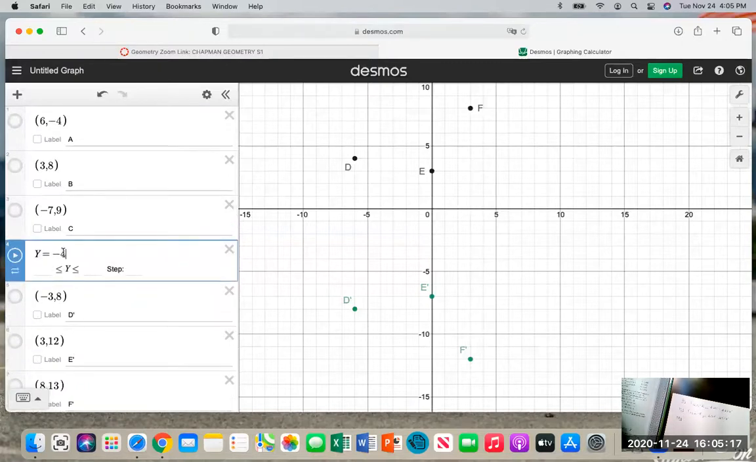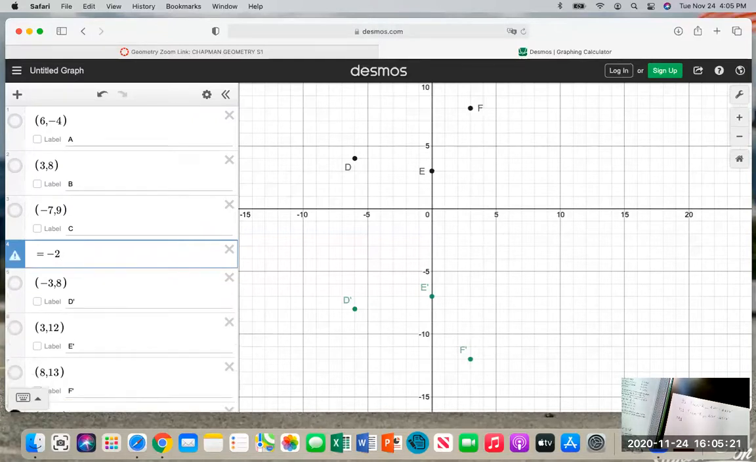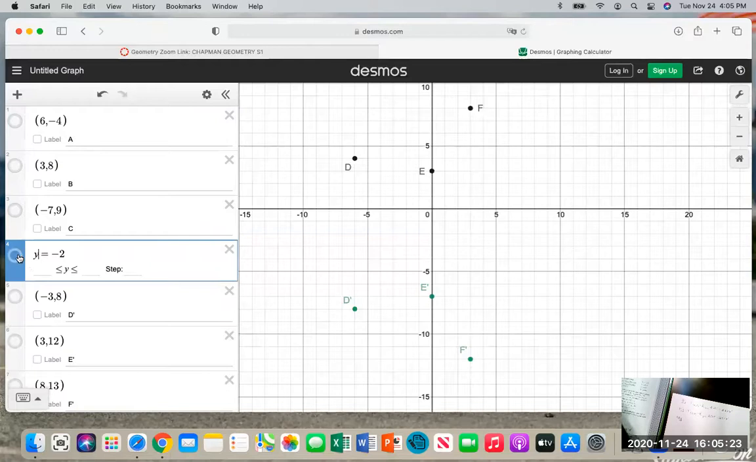Y equals -2. I think I need a lowercase y. And then there's that line. Again, you can verify this. E is 5 units away. E prime is 5 units away. D is 6 units away. D prime is 6 units away. F is whatever, I don't know, 10 units away. F prime is 10 units away.